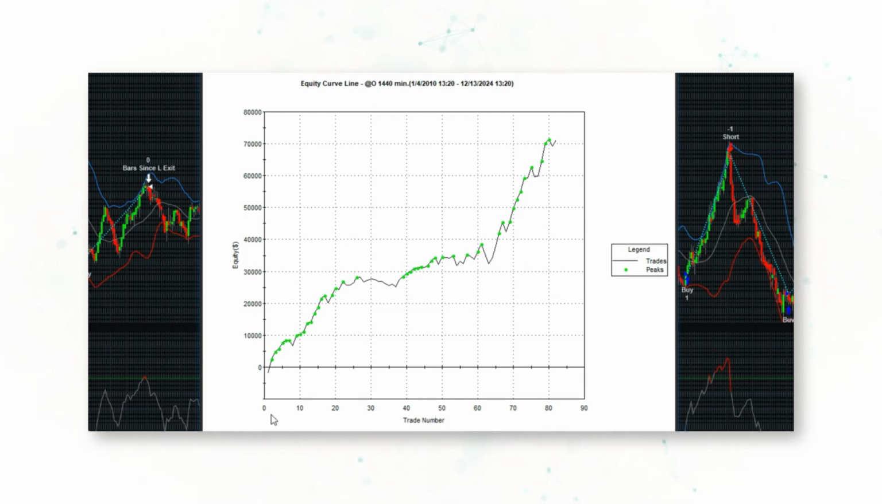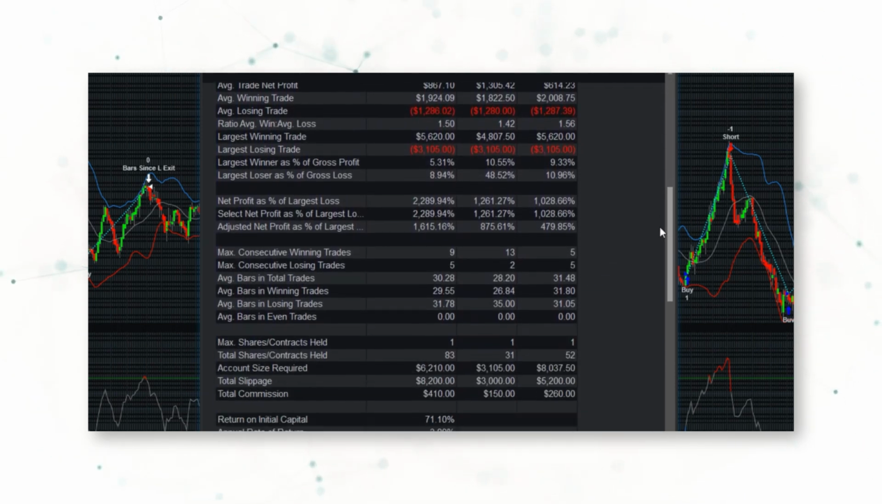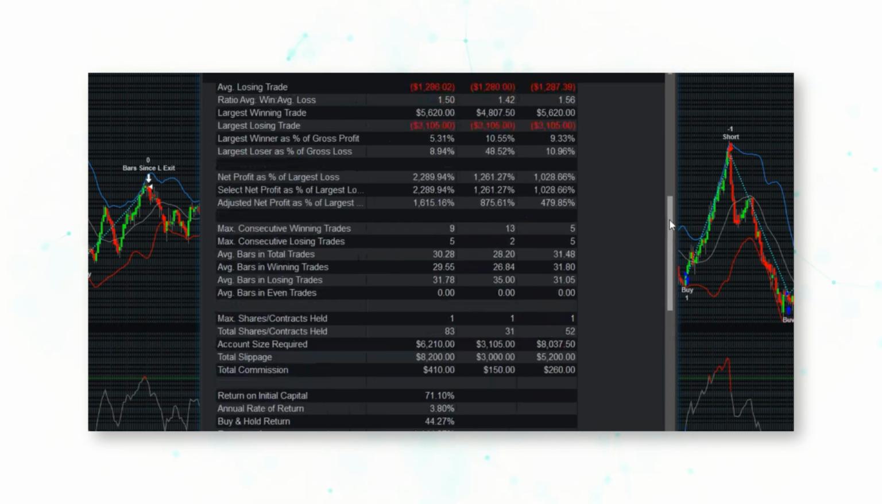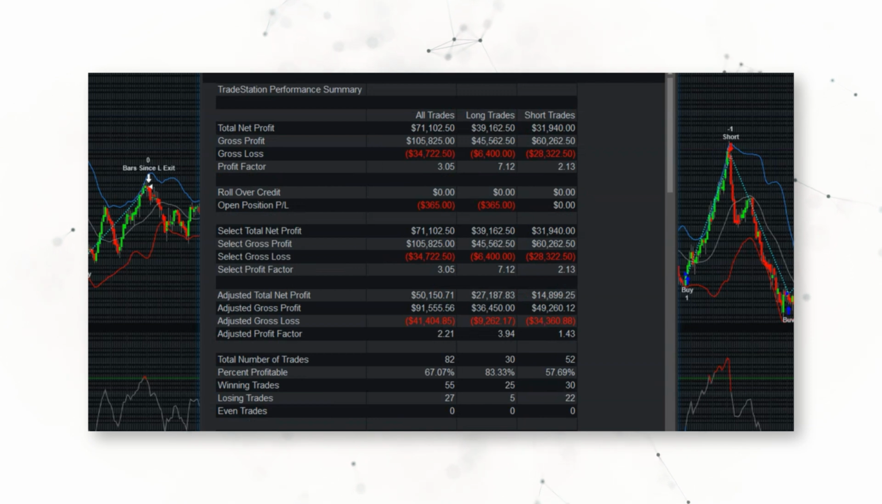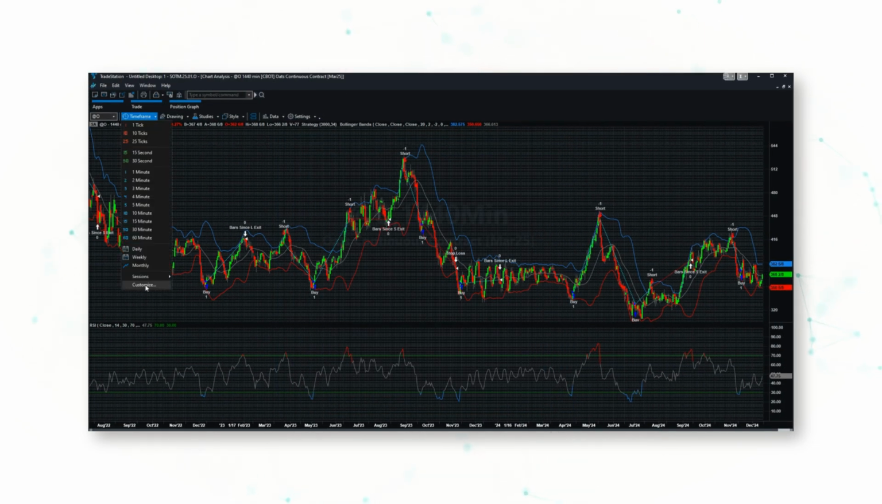And if we look at a performance summary for this strategy, we can see a total net profit of $71,000 per contract of oats traded with a fantastic 3.05 profit factor. Scrolling down to the drawdown statistics, we can see a peak to valley drawdown of $8,185 per contract, which is not that significant given that this strategy has again made about $71,000 per contract since 2010. And of course, these profit statistics include the realistic costs of brokerage commissions and trade slippage costs.